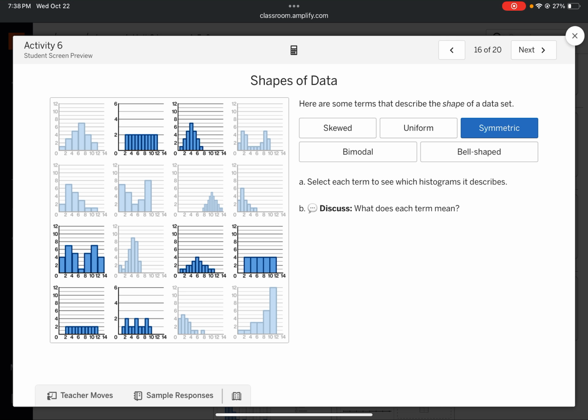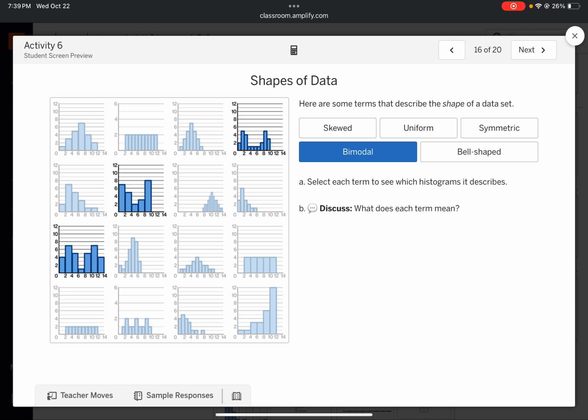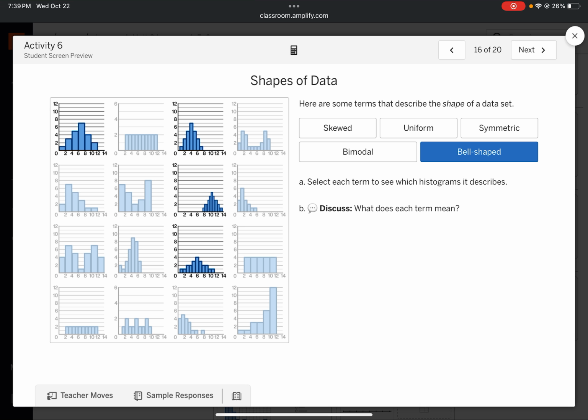Symmetric means that you can draw a line of symmetry down the middle of this, or you'd be able to fold this in half and have it be the same on either side. Bimodal, the prefix bi means 2, so we're going to have 2 peaks in this sense. As you can see, all these ones highlighted each have 2 high points. Bell-shaped is going to be this general curve look, maybe like a pyramid as some people describe. If I were to draw a line over them, we're going to see that it looks kind of like a bell.